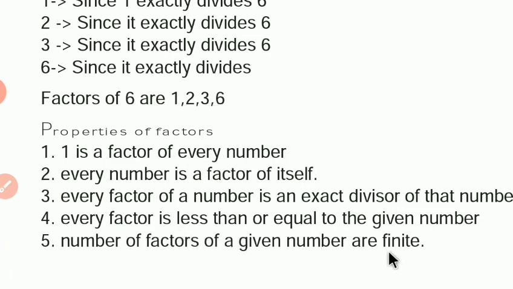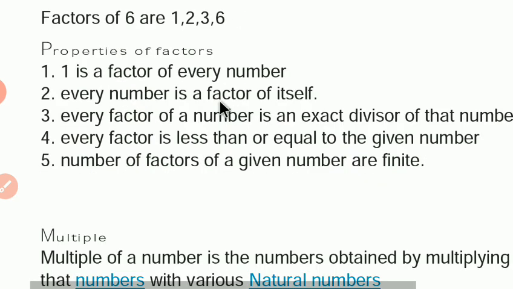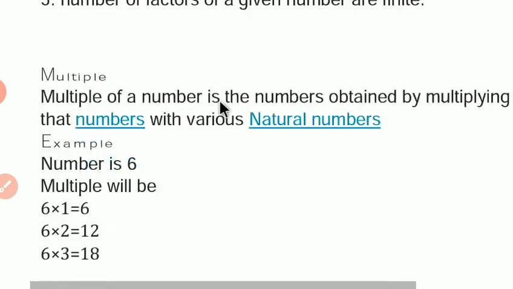The number of factors of a given number is finite. Finite means limited in number, which means we can count them. So you can see 1, 2, 3, 4. Only 4 factors are possible, not more than that. It means they are limited, or we can count them. It means they are finite.